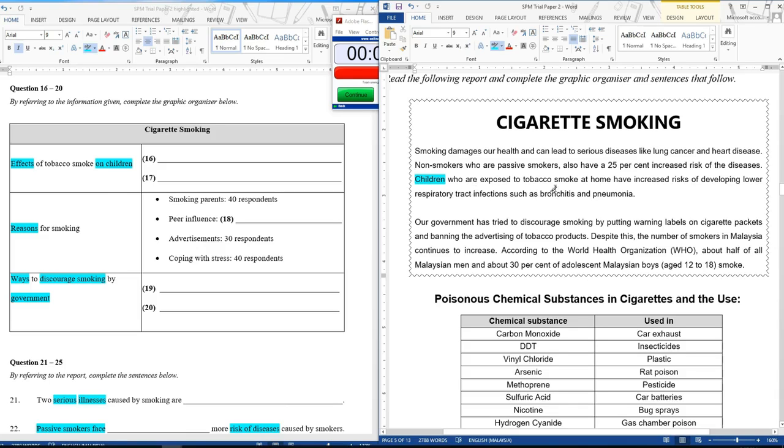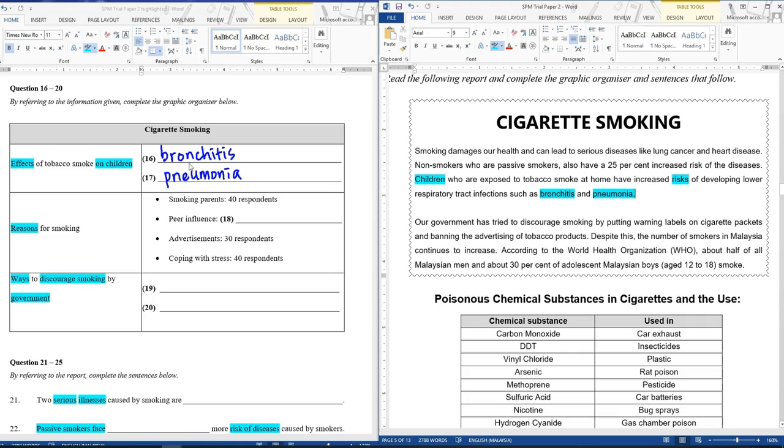Children who are exposed to tobacco smoke at home have increased risk. So you see the word risk. Risk has the same meaning as effects. Okay, so there's an increased risk of something. So what is it? Of developing lower respiratory tract infections such as bronchitis and pneumonia. Alright, so as you can see here, you need to write down 2 answers or 2 effects on children. So in this sentence, the answer would be bronchitis and pneumonia.